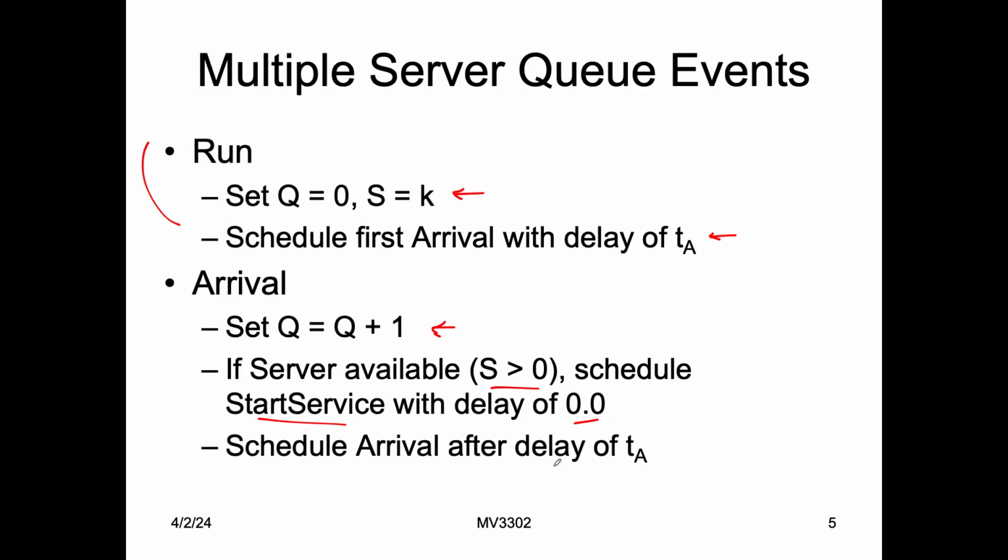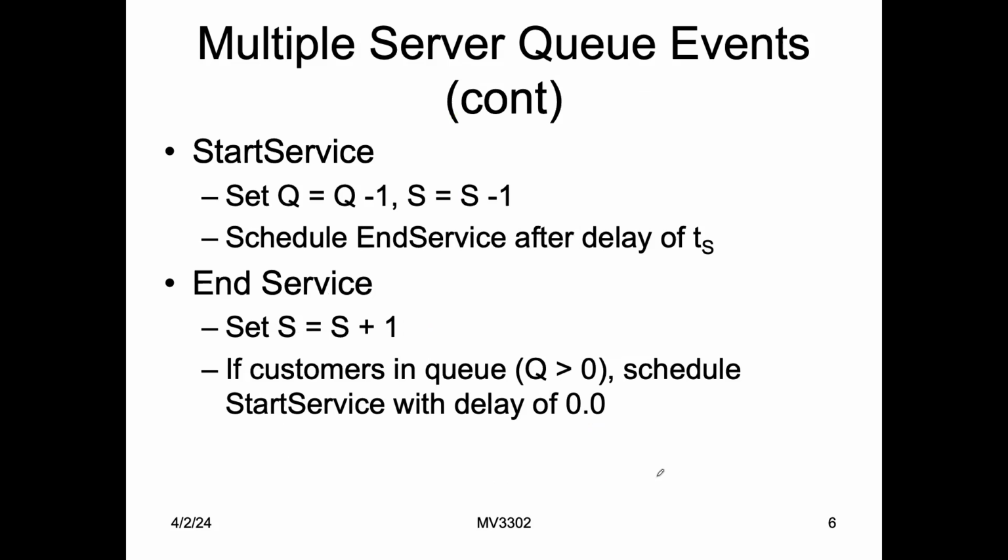But then, like the arrival process, I'm going to schedule the next arrival with another thing. So embedded in this is actually one of these arrival processes, and we'll exploit that a little bit later. So these are the other two events.